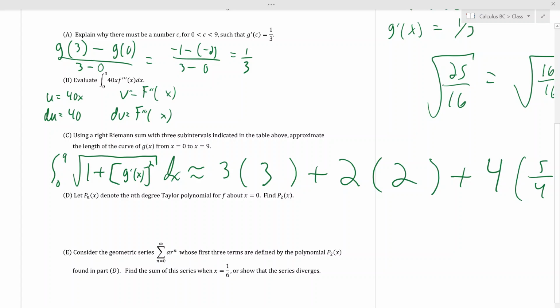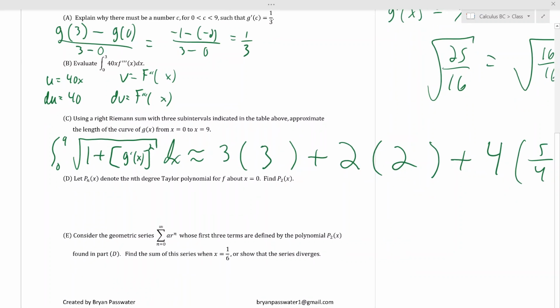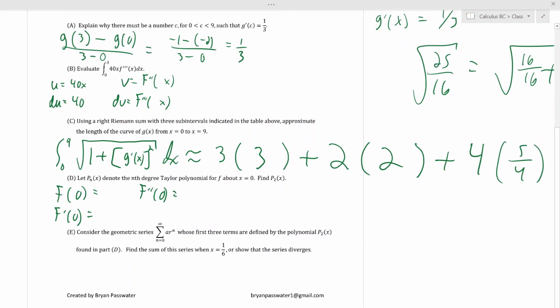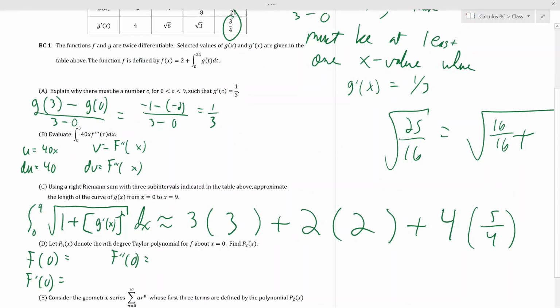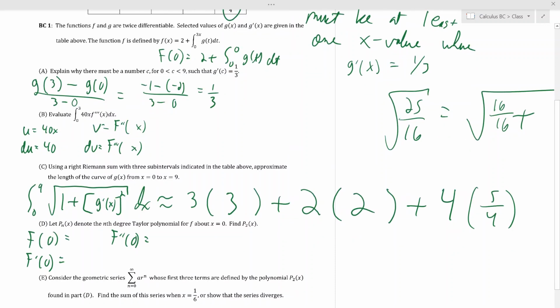So we want the second degree Taylor polynomial for f. And remember, all that means is we need to find f of 0, f prime of 0, and f double prime of 0. That's it. And then we plug them all into our little formula for a Taylor series. So we did this already, but we'll come back up. F of x, f of 0 is going to be 2. I hope you all see that. F of 0 is 2 plus the integral from 0 to 0 of g of t dt. That's just 2. And they have to do that because we can't integrate g because we just have a table for it. So f of 0 is 2.